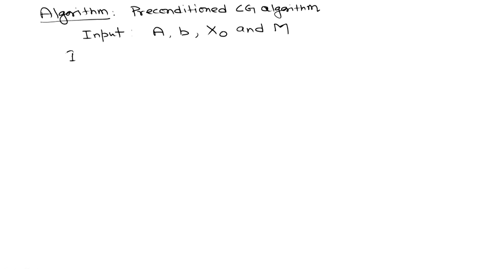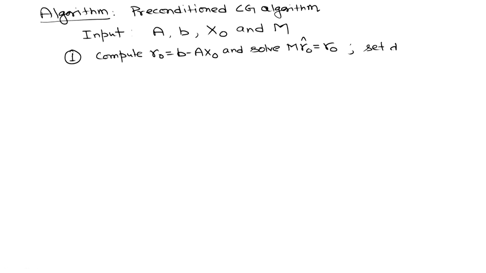Now, the first step is to compute r 0 equals b minus A x 0 and solve M r 0 cap equals r 0. Once you obtain r 0 cap from here, set d 0 equals r 0 cap.